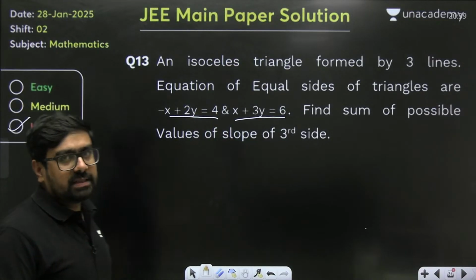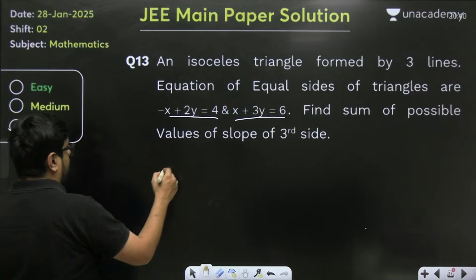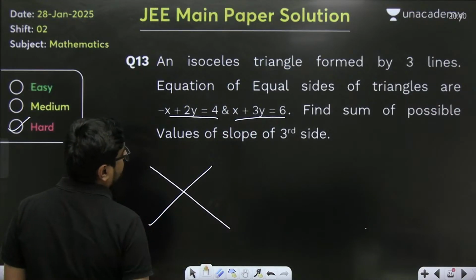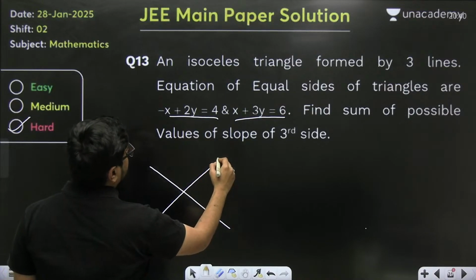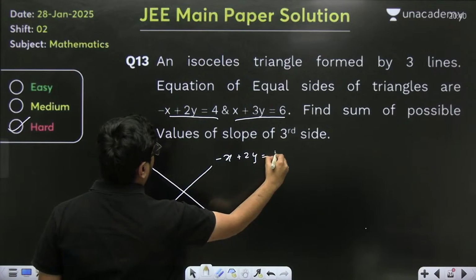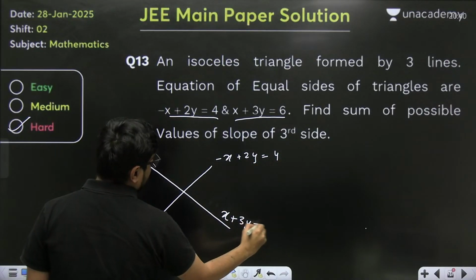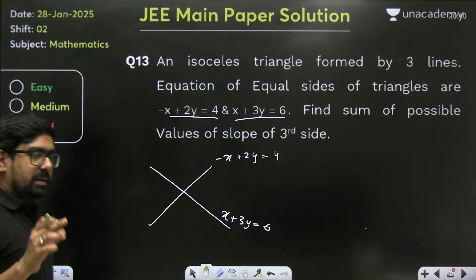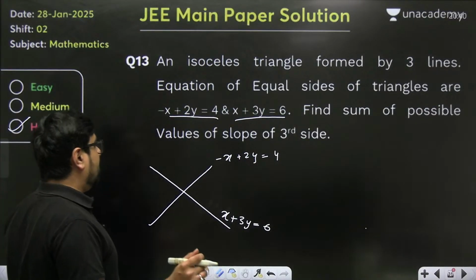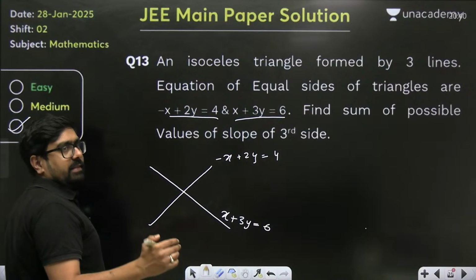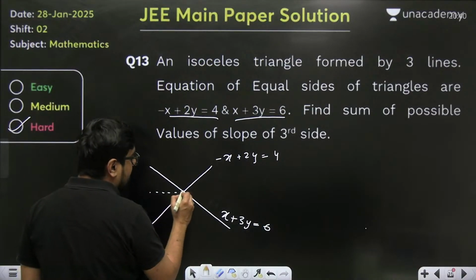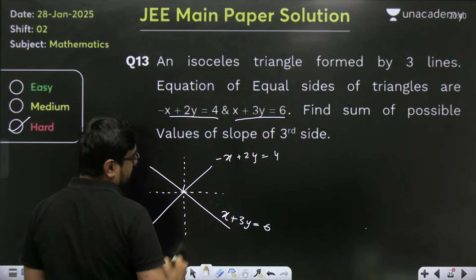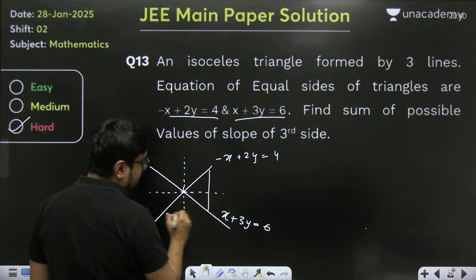The property over here is that, let's say, like an isosceles triangle, two sides are given to me. This is one side, let's say minus x plus 2y equal 4, and this is, let's say, x plus 3y equal 6, right? Now the possible slope of the third side. Here the indication is to use this property that if these two are the sides of an isosceles triangle, then the third side will be parallel to the angle bisector of these two sides. Now obviously there will be two angle bisectors. There will be this one and this one. So either the third side will be this or the third side will be this.